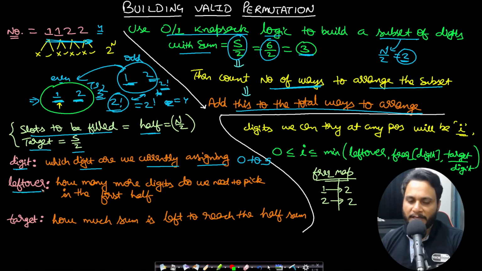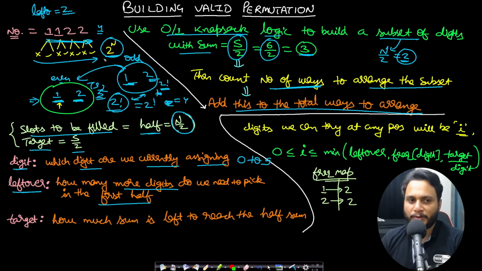We will be considering a variable called leftover, which will show how many more digits we need to pick in the first half, because we know that we have to pick N by 2 digits. So let's say in this example we had to pick 2 digits. So the leftover value will be equal to 2. And if I happen to choose a digit, because I will be trying all combinations, something like 2 to the power N, so let's say I take 1 in my even subset, then the leftover digits that need to be included will decrease by 1 and it will become only 1.